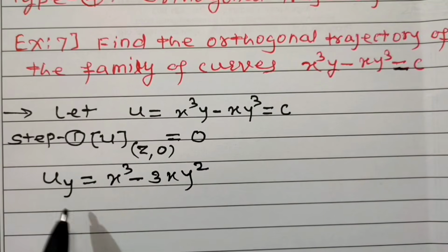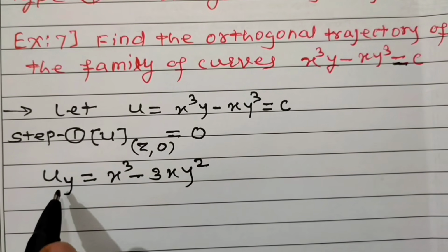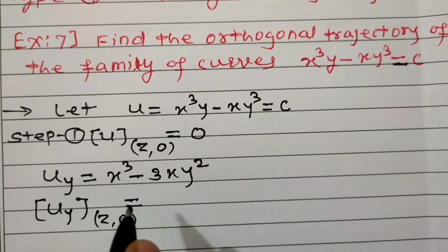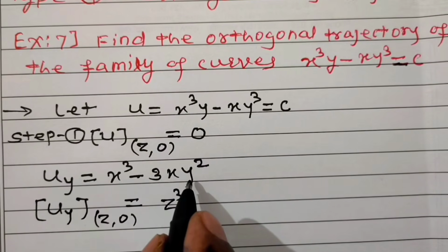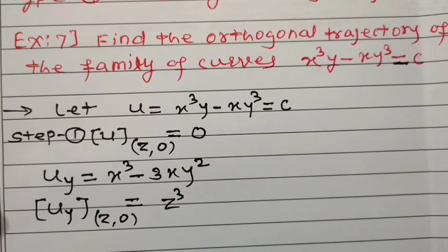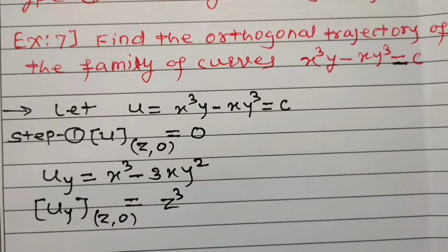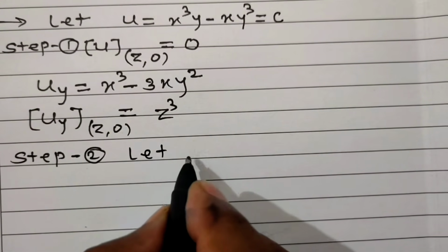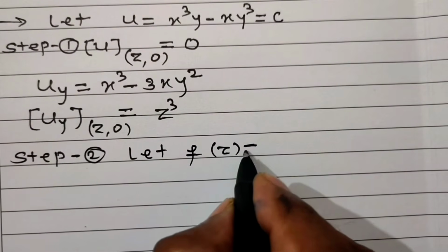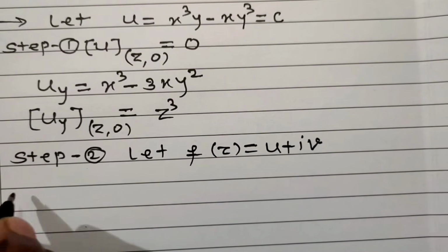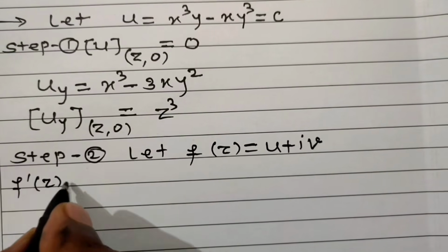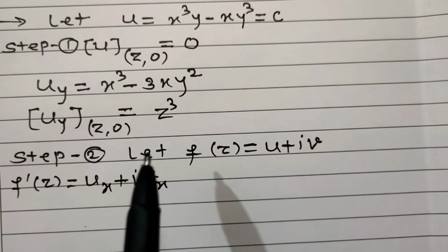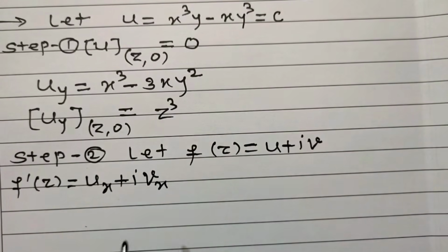Okay. Now what we have to do? Find uy at x is equal to z and y is equal to 0, which is equal to z cube. This term becomes 0 if we substitute y is equal to 0. Step number 1 is over. Now step number 2. In step number 2, let f of z is equal to u plus iv. Then f dash z is equal to ux plus i into vx. But we are considering u is equal to the given function, which means v is not given.